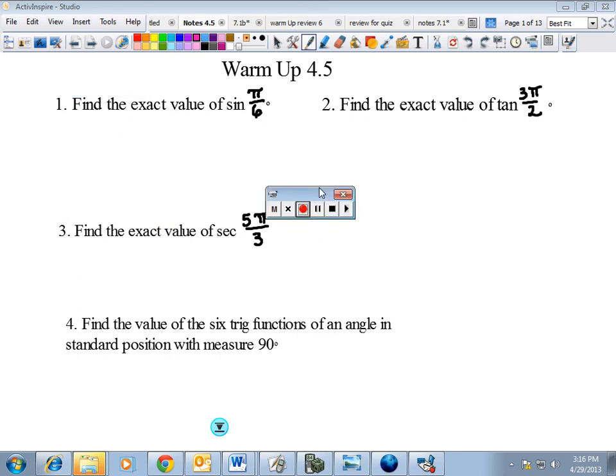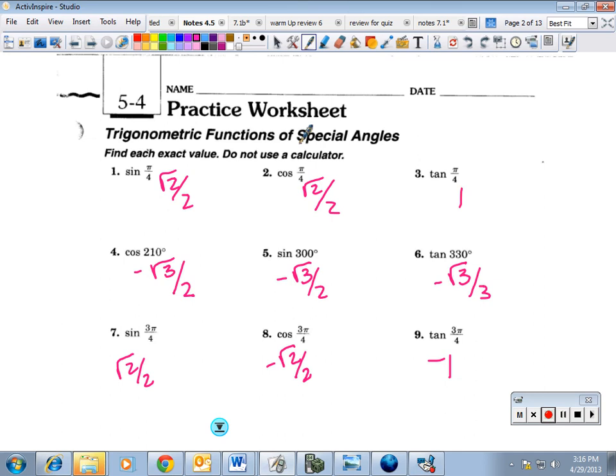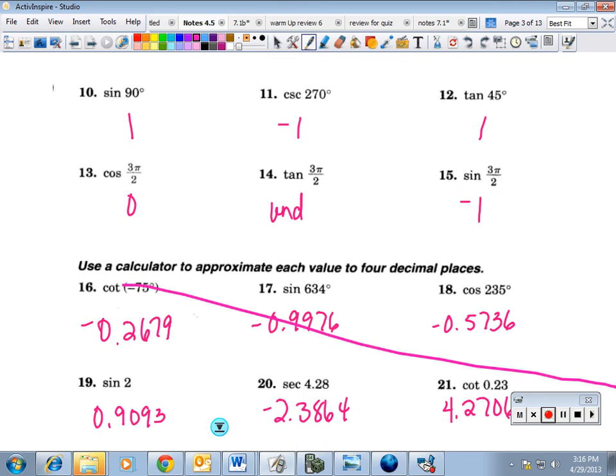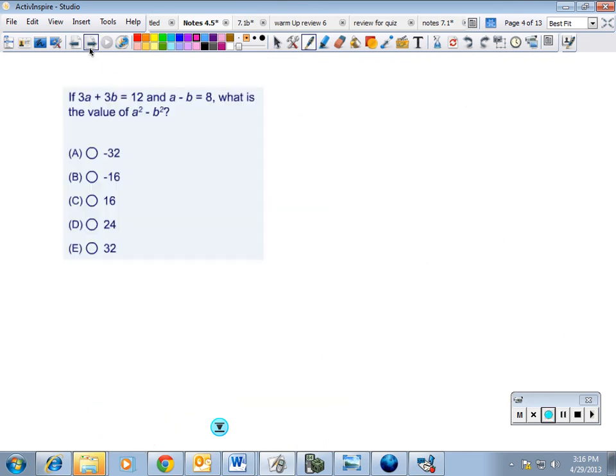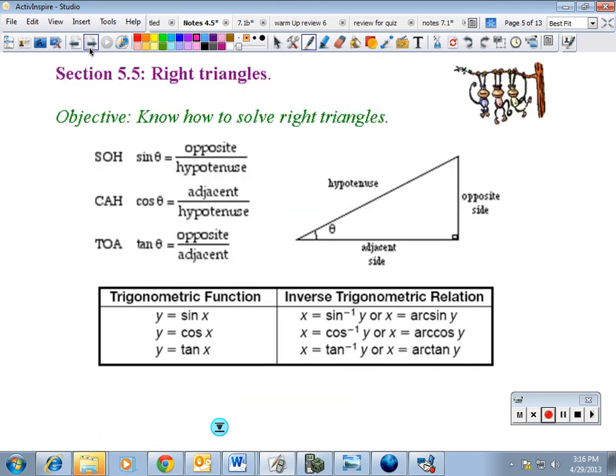Okay, here is your warm-up for Monday, April 29th. This is what we did in class immediately after. So this should be the next sheet in your packet, and here are the answers. And we did through 15. We did not do 16 through 21. There's your SAT question. And then we're doing more just right triangle stuff.